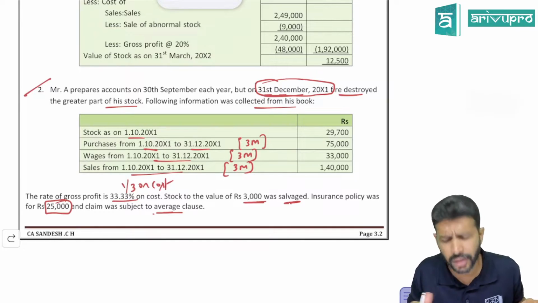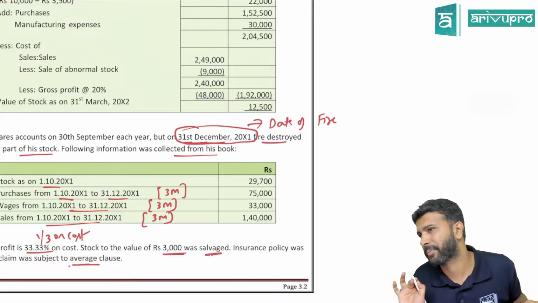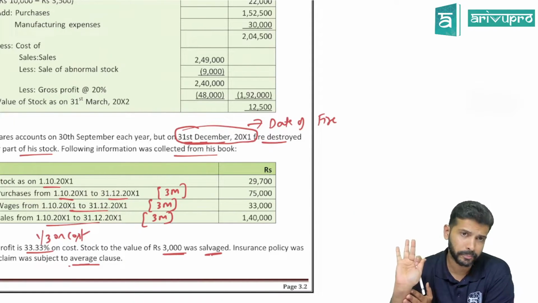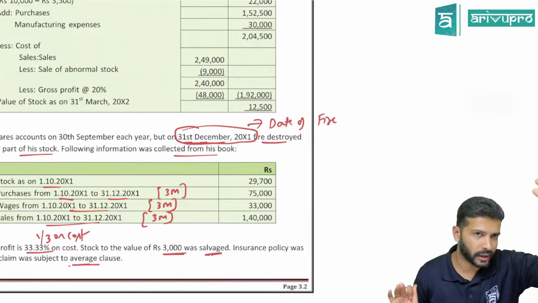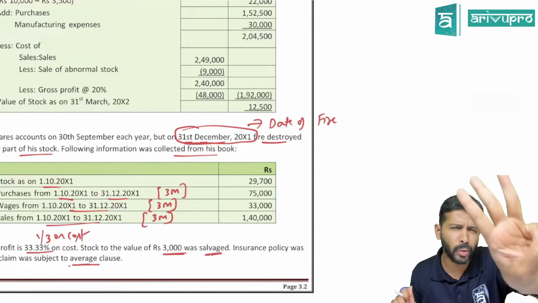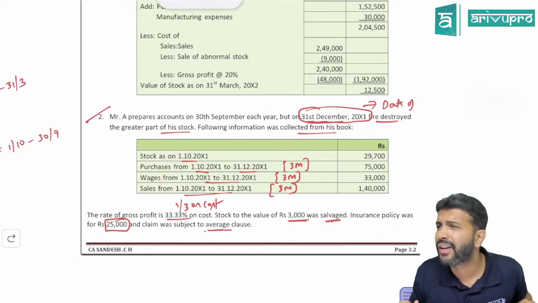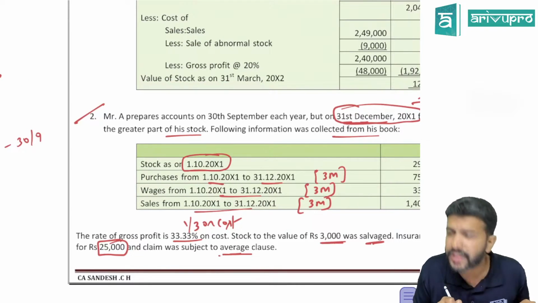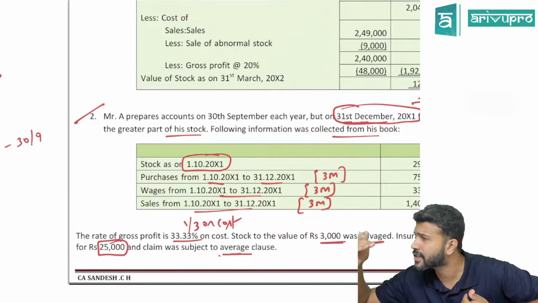Why 31st December? Because 31st December is the date of fire. On that day, I want to find out how much was the stock available, and that much value of the stock, I'll try to claim from whom? Insurance company. So I will prepare the trading account not for 12 months, only 3 months. Why? Data given only for 3 months. They have started the data as on 1st October. So I'll prepare the trading account only from 1st October till 31st December.